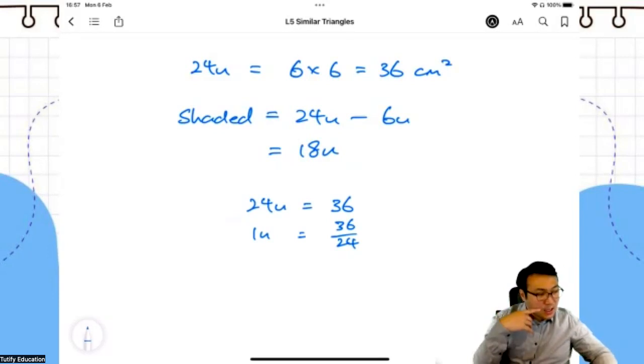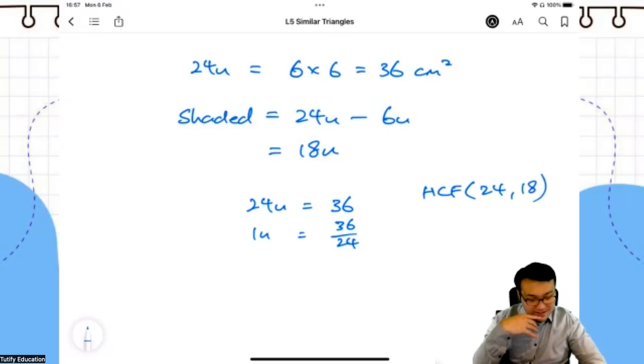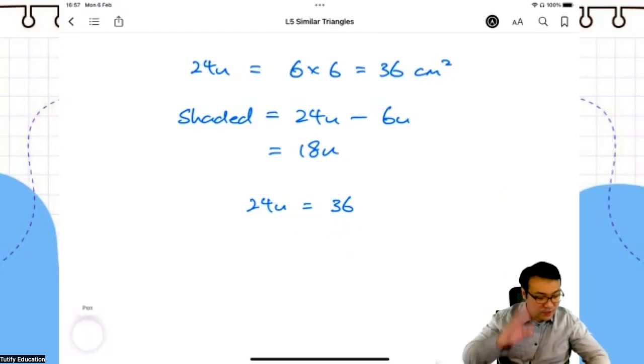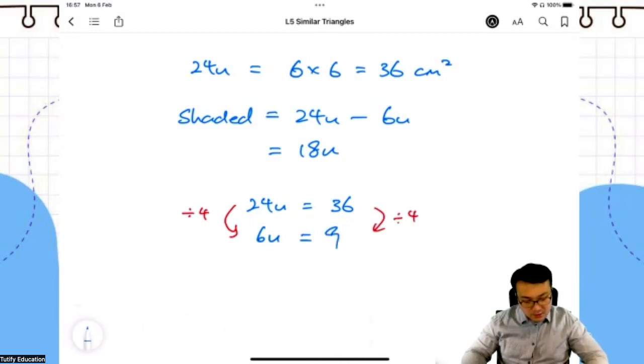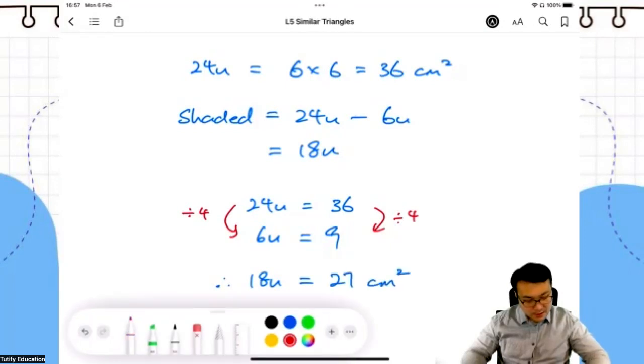Can you tell me what is the highest common factor of 24 and 18? 12. I mean 6. So instead of finding 1 unit, I don't want fractions. I just find 6 units, can? Okay, 6 units is? 9. Yes. Okay, so you divide by 4, you get 9. So therefore, the shaded area, 18 units is? 27. There you go. Well done, Malcolm.